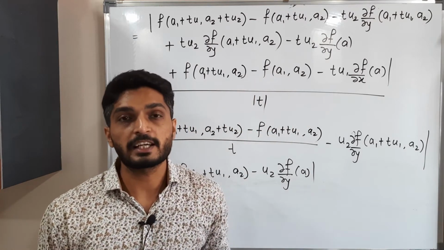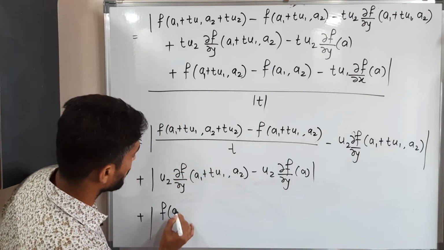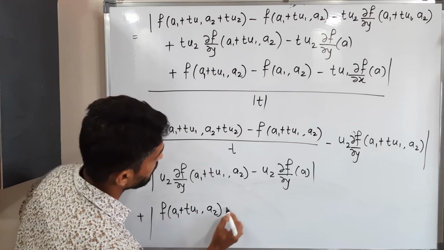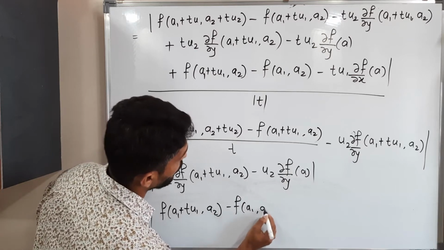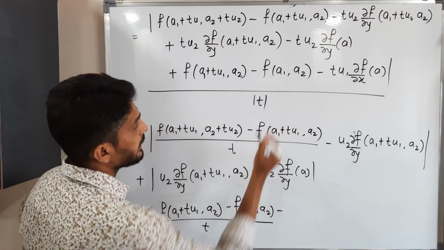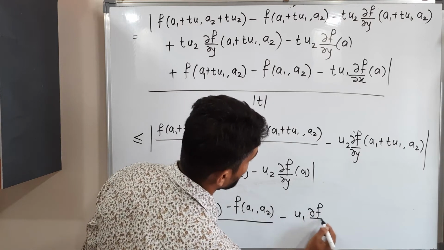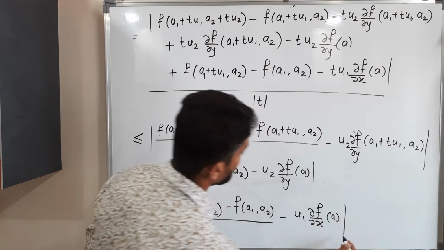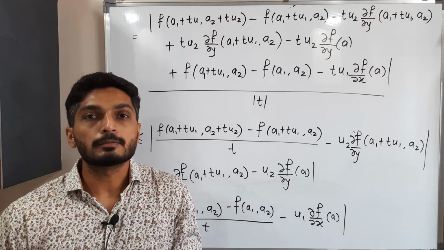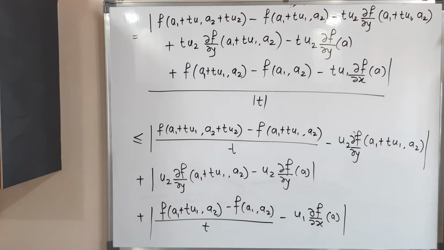Plus for these three terms I'm going to do the same. I'm going to divide separately, as well as take a separate mod. So these two terms I can write f of (a1 plus tu1, a2) minus f of (a1, a2). If I divide separately by t, there is t, so t will get cancelled and we will have minus u1 del f by del x of a. Okay, so I have divided most of the terms by t and we have taken separate mod also. We are going to continue. Before that, make a screenshot of it, then we'll go further.